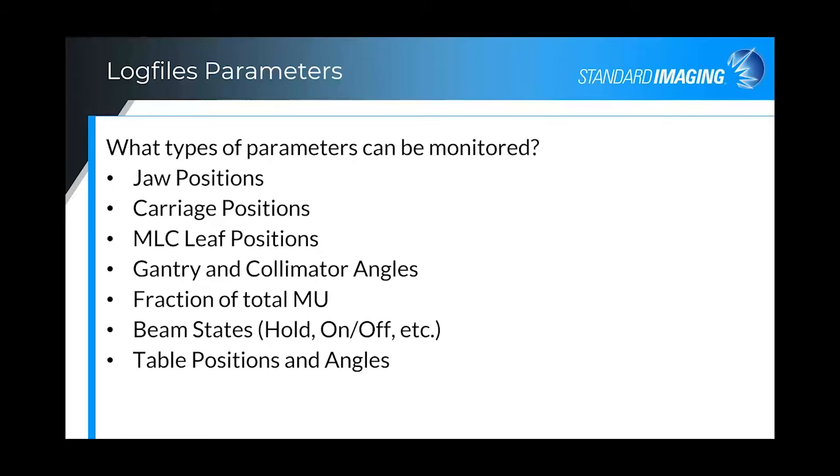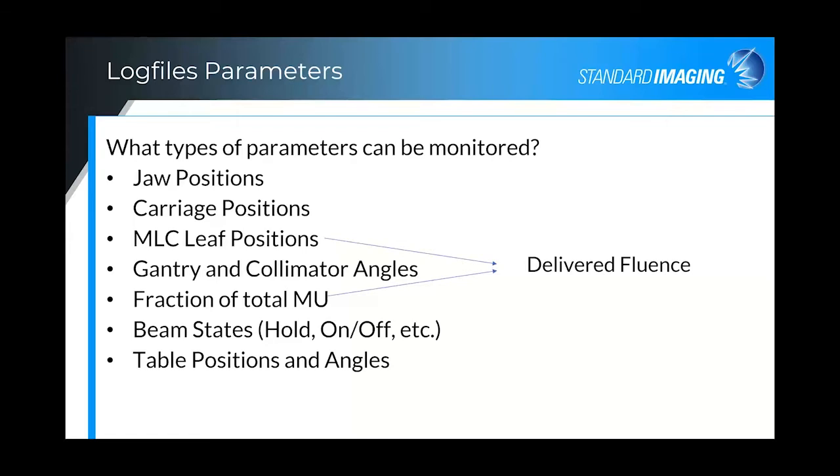So back on track, log files can be used to make direct comparison of multiple parameters such as the jaw positions, carriage positions, MLC positions, gantry and collimator angles, monitor units, as well as the beam states, meaning beam hold or on off. And then as a clinical physicist, what does all of this mean? How do I associate misalignments of an entire bank, offset versus a few single leaf positioning tolerance variations?